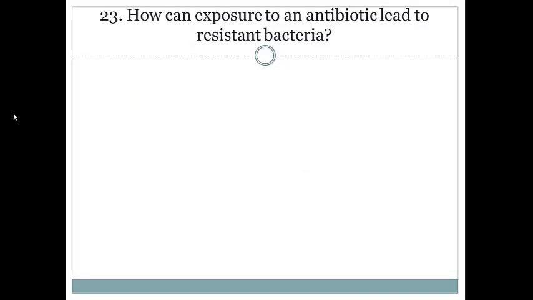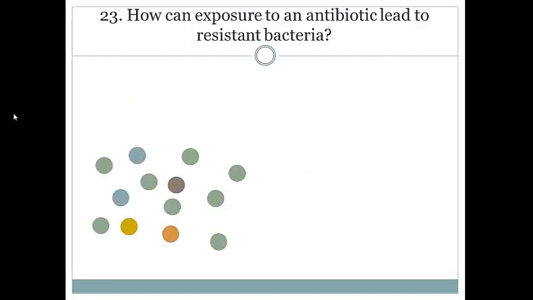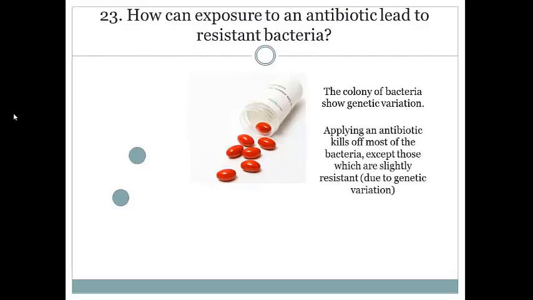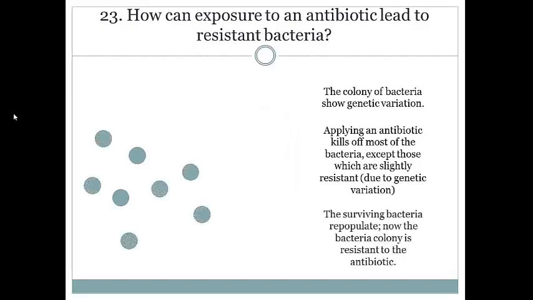How can exposure to an antibiotic lead to resistant bacteria? So here I have a colony of bacteria, and they're all the same species, but there's some slight variation between them, and that's represented by the different colors. So this colony of bacteria show genetic variation. Now I'm going to treat the bacteria with an antibiotic, and we see that most of the bacteria die off, but a couple of them happen to have some slight resistance due to that genetic variation. Now, the surviving bacteria repopulates, and now the colony is resistant to the antibiotic.